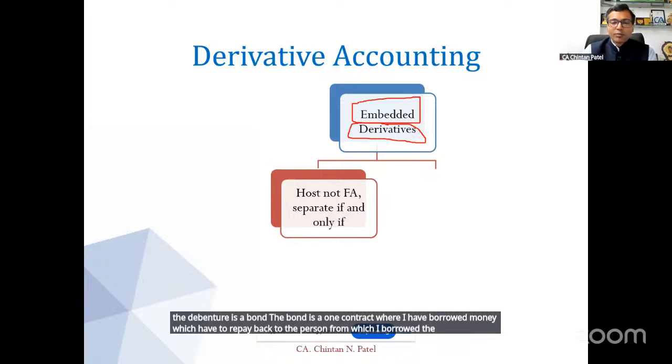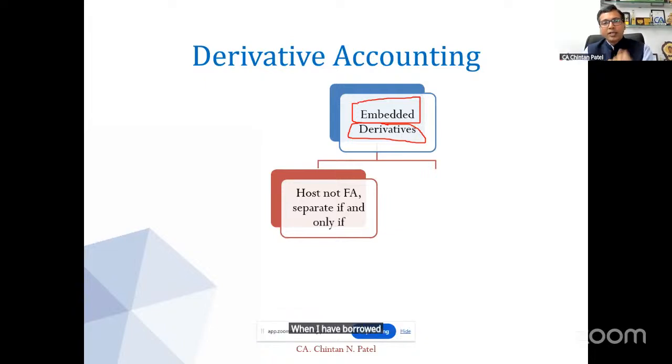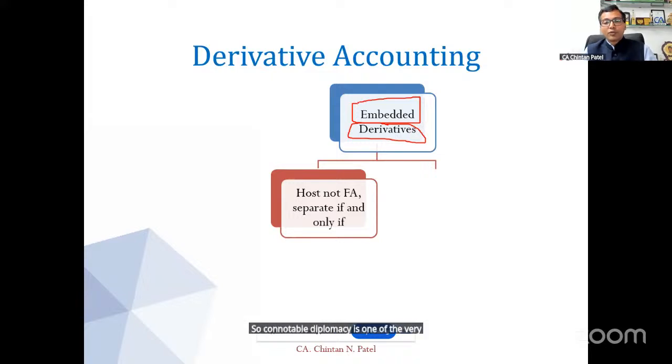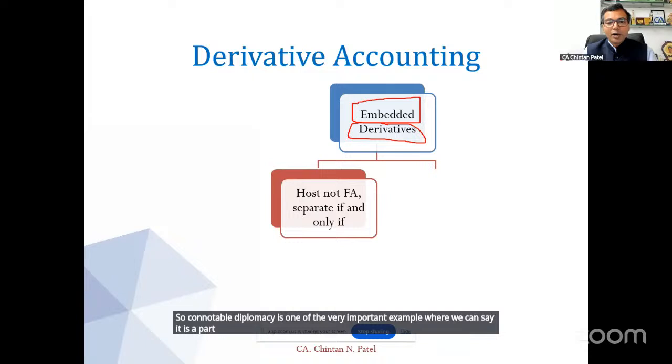So there is one contract which is the host contract, wherein I have borrowed money which I need to repay, and I also have to pay interest on that. That is one main contract. Second is the option convertible, where there is an option given to the instrument holder that it can be converted into equity shares. So convertible debenture is one of the very important examples where we can say it is a part of things. Now, the accounting: whether we separate or not separate.